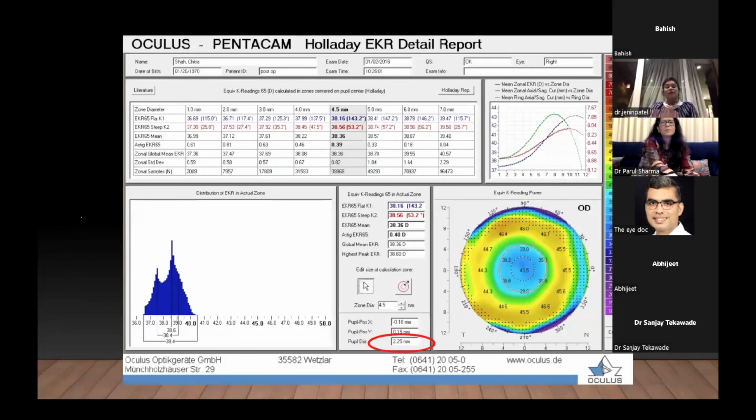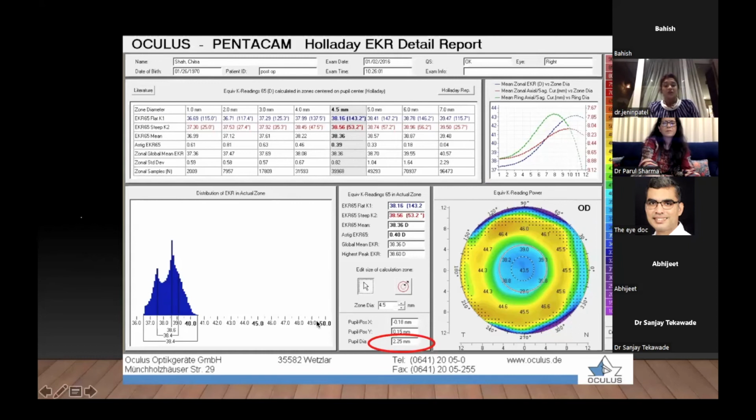This is another map that the Holladay has given, where he has given the EKR values, that is the values of the compensated posterior cornea over a pupil range from 1 to 7. But the one that is mostly used will be your 4.5, because even in a mesopic condition, this would be the diameter that your pupil dilates to, and these would be the EKR values you want to look into. Any EKR value between the mean and your K more than 0.5 should give you an alert, where you want to counsel the patient for maybe some changes that could occur post-cataract surgery.